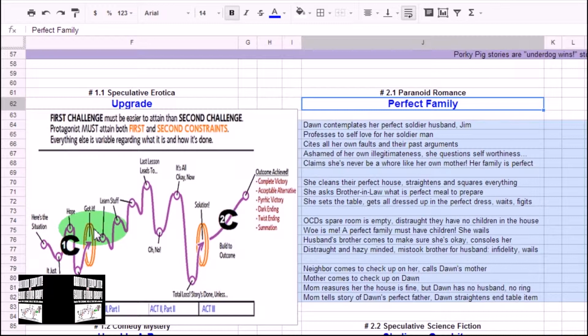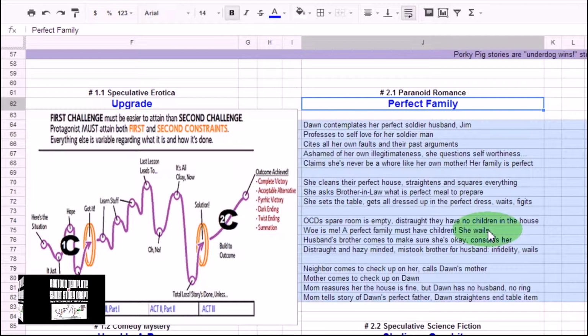She cleans their perfect house and straightens and squares everything. She gets on the phone and makes a very weird phone call to her brother-in-law about what is a perfect meal to prepare for his brother, her husband. She prepares the meal. She sets the table. She gets all dressed up in the perfect dress and waits and fidgets. But then she notices the spare room is empty. She gets distraught. They have no children in the house. Woe is me! A perfect family must have children.